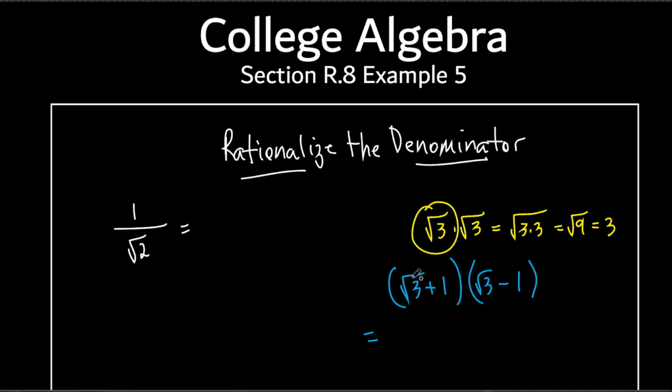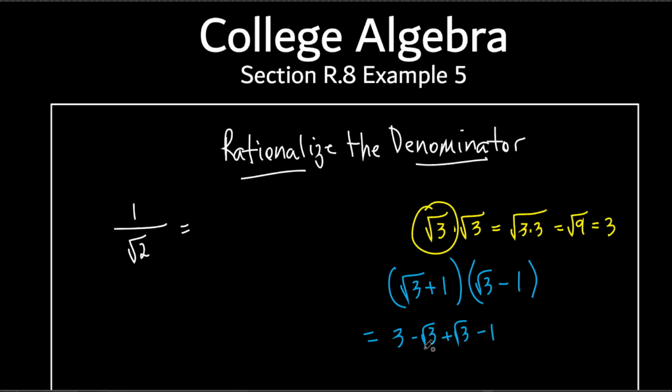You should get used to that. Anytime you have a square root times itself, that gets rid of the square root, and you're left with whatever's inside of here. So square root of 3 times square root of 3 is just a 3. What about the outside and inside? Remember, doing FOIL method. So the outside is minus square root of 3, because it's square root of 3 times negative 1. Then the inside is positive 1 times square root of 3, which is a positive square root of 3. And then the last terms, positive 1, negative 1, you multiply those together, you get minus 1.